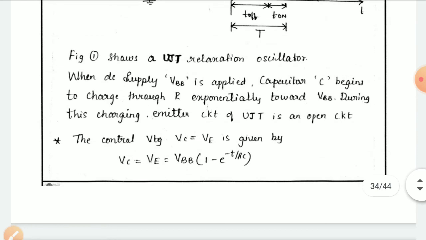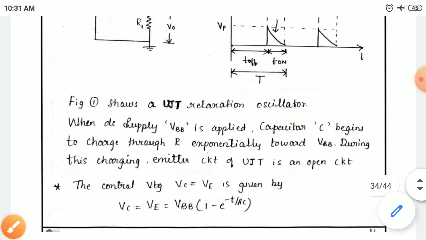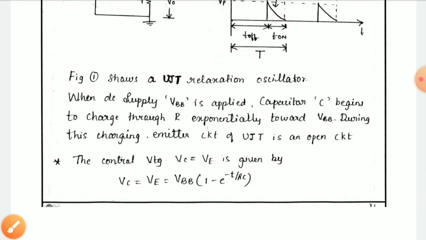Let me explain a bit about this. We know the UJT relaxation oscillator circuit is shown here, with the equivalent circuit and relevant waveforms. Just refer to that. Whenever the DC supply voltage VBB is applied across the capacitor, the capacitor begins to charge through the variable resistance exponentially towards VBB. During this charging of the capacitor, the emitter circuit of the UJT is open circuited.